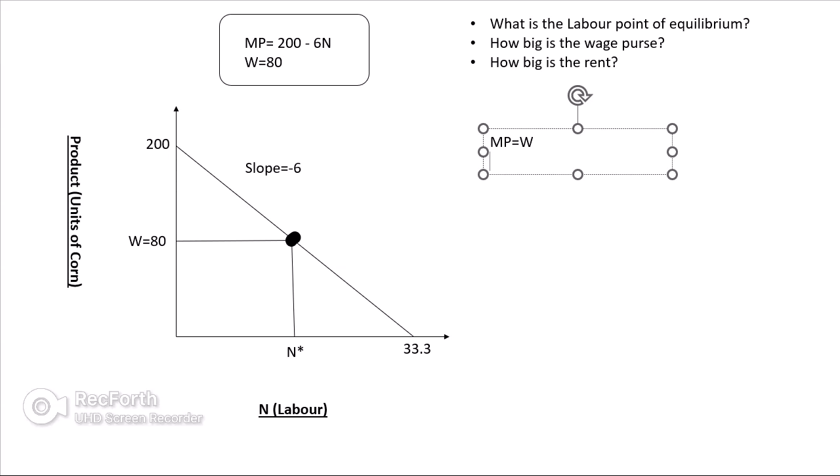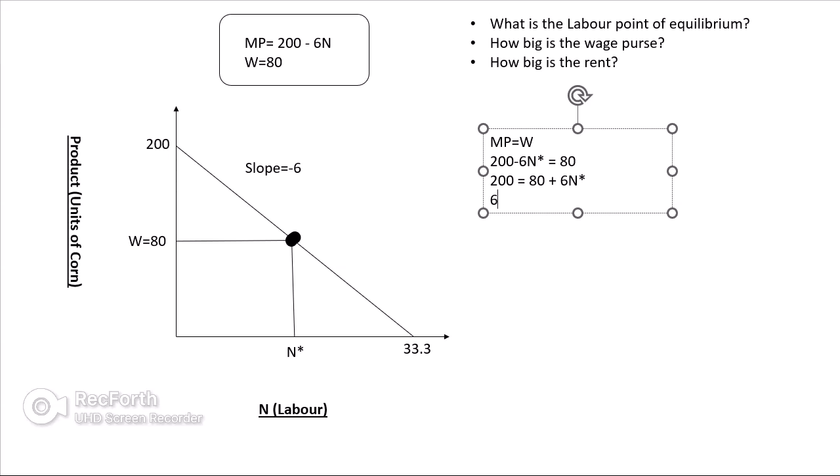So that means that's basically equal to 200 minus 6n, and we'll just do the stars. We're trying to find the labour point of equilibrium. That is the same as 80, and then we can rearrange this so we can go plus 6n on each side, which would just give us 200 is equal to 80 plus 6n.